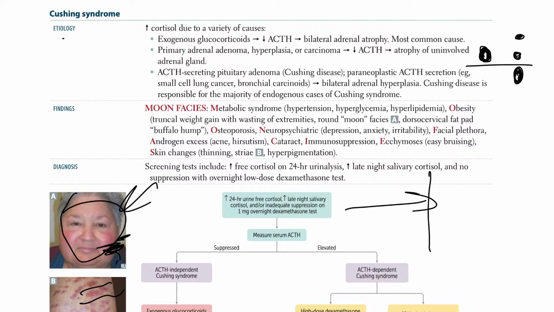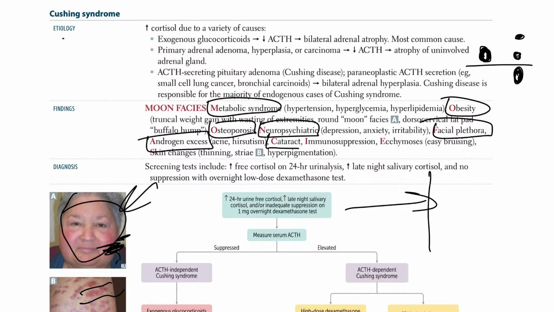So what did we talk about? You have to know a couple of features. Metabolic syndrome, okay, one thing. Obesity, second thing. Third thing you will have is osteoporosis. Fourth thing, neuropsychiatric problem. Facial plethora. Okay, high yield is this: androgen axis. High yield, androgen axis.